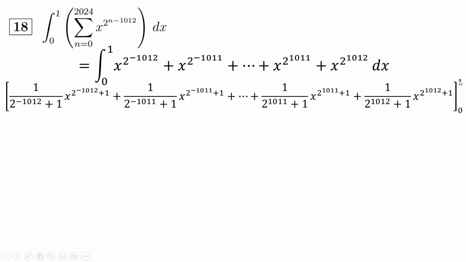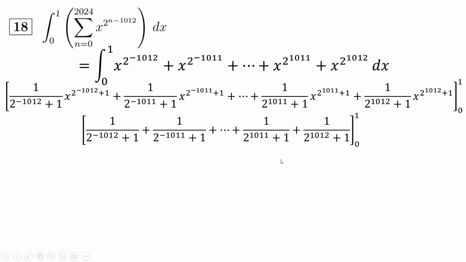And the thing is, when you put in 1, the powers don't matter, because 1 to the power anything is 1. And when you put in 0, the powers don't matter, because 0 to the power anything is 0. So when you put in 0, all these terms go away. And when you put in 1, you just have the coefficients adding together. So we just end up here.